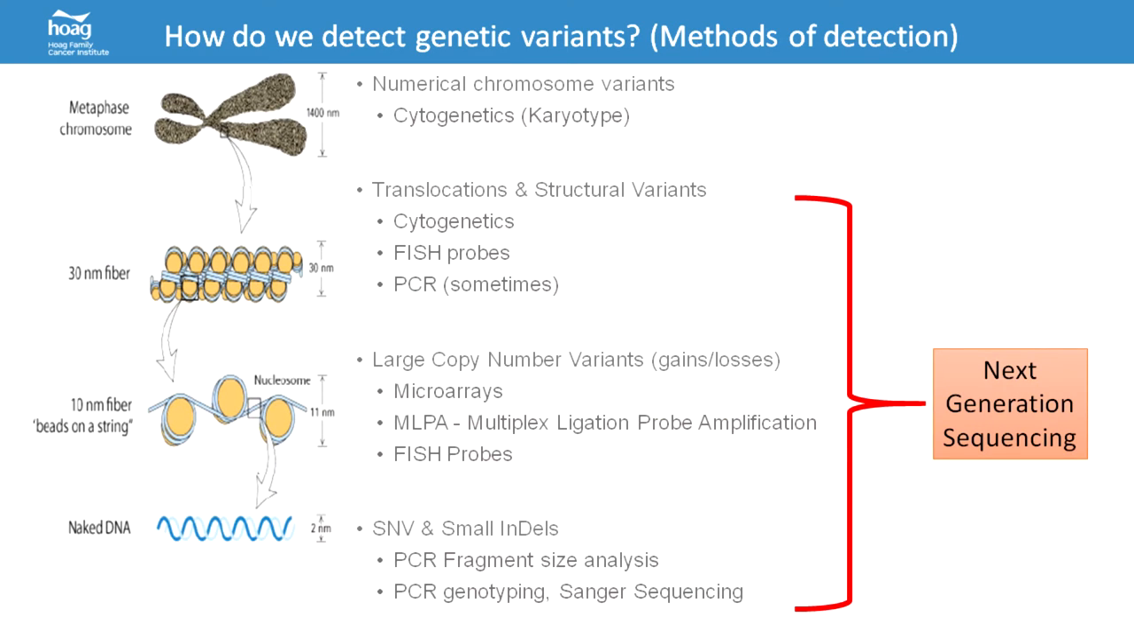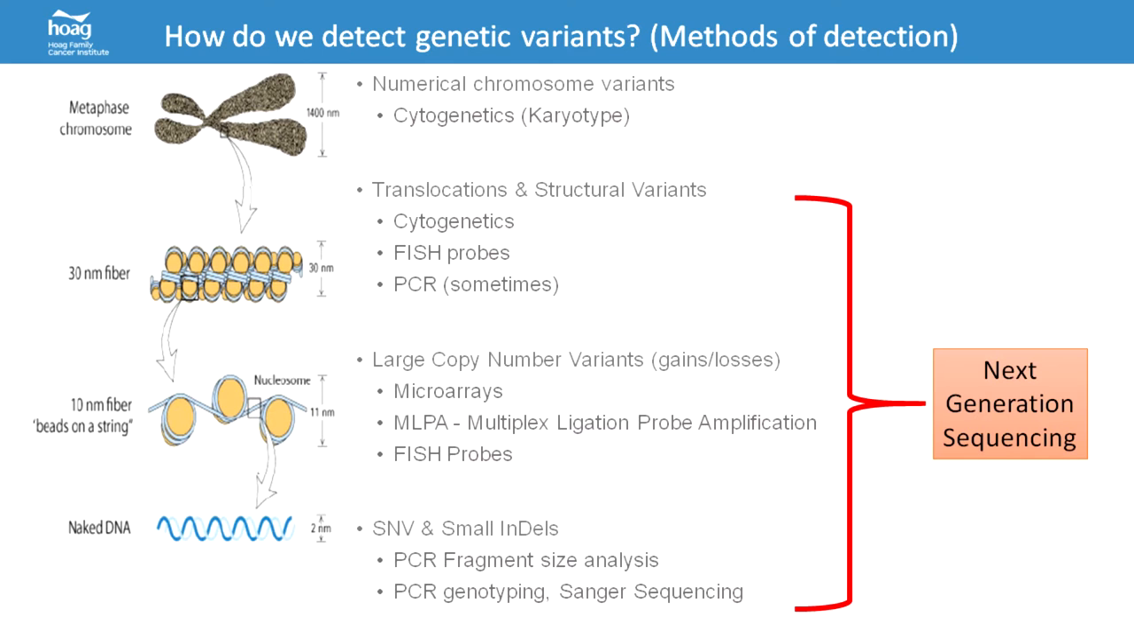So where and how do we look for these big changes? On the chromosome level, such as numerical variants, we can use cytogenetic techniques such as karyotypes. For translocations within the chromosome and some of the structural variants, you can use cytogenetic techniques, fluorescence in situ hybridization probes, and we can sometimes use PCR-based technologies depending on what that exact translocation is. Large copy number variants, which are less than a translocation and less than a structural variant, we often call gene gains or gene losses. We can use technologies called microarrays. We can also use multiplex ligation-dependent probe amplification. We can also use some FISH probes to quantify gain or loss of these types of gene changes.